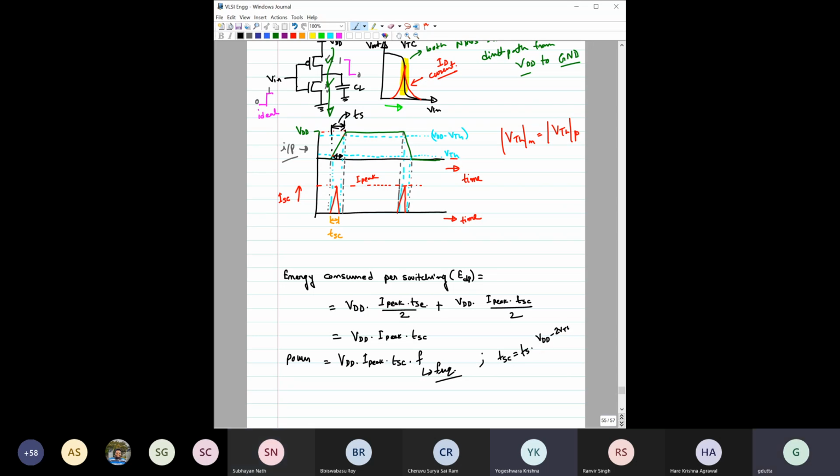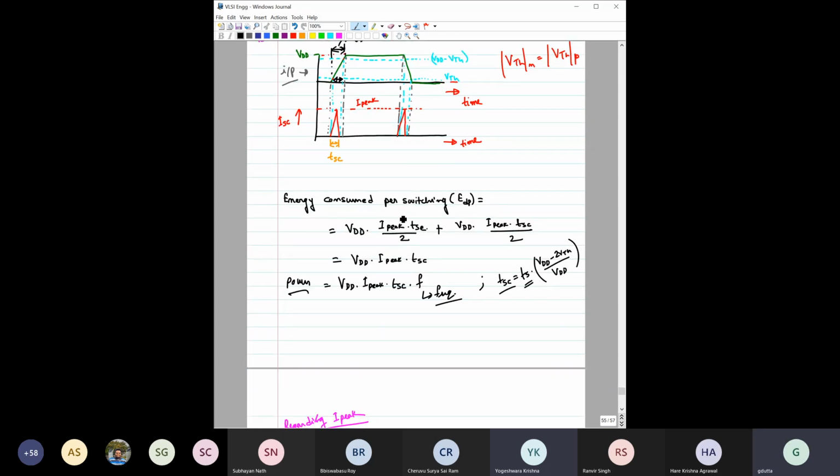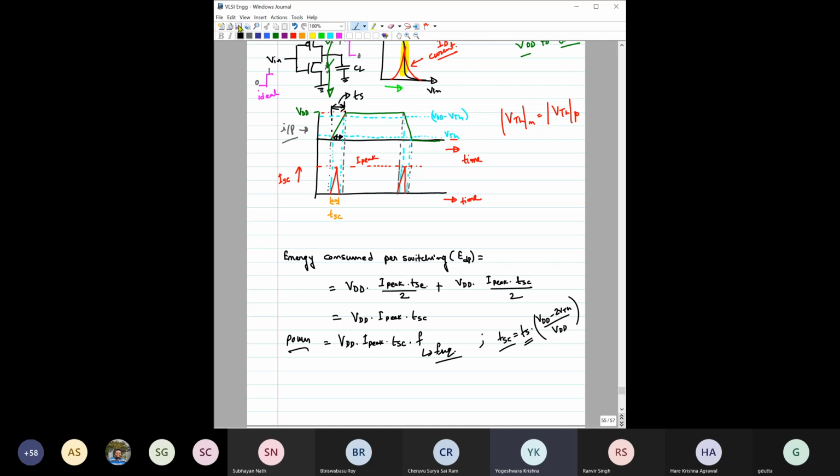VDD minus 2 VTH, divided by VDD, isn't it? So if this is given, you should also be able to find what this TSC is. So you can estimate the power dissipation due to this direct path. Sir, why is it then divided by 2? VDD into I peak, divided by, into 2 T.